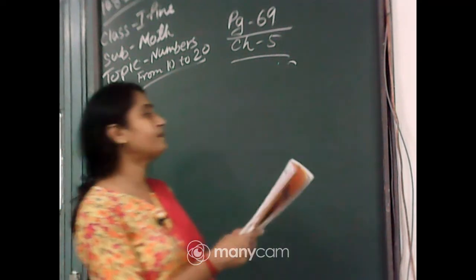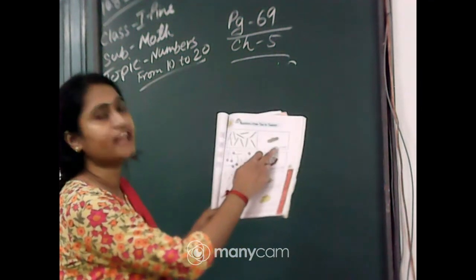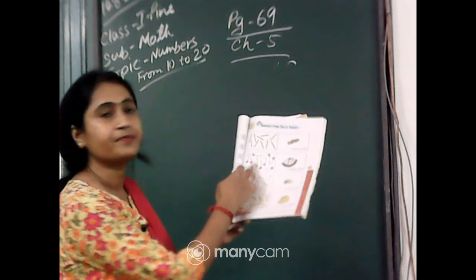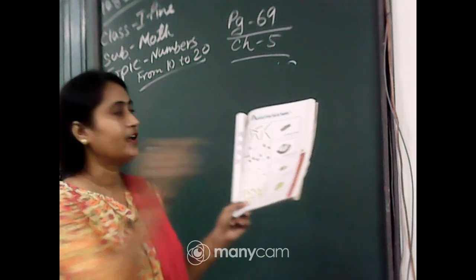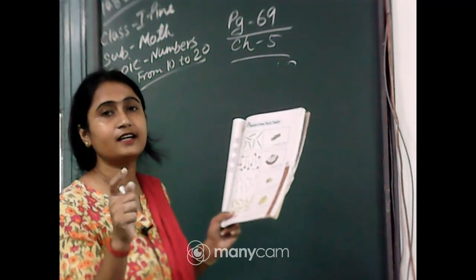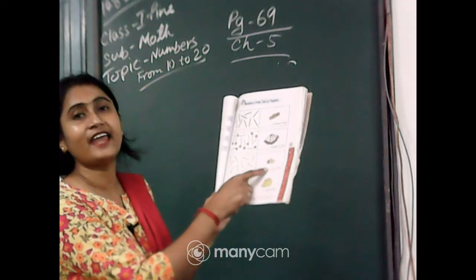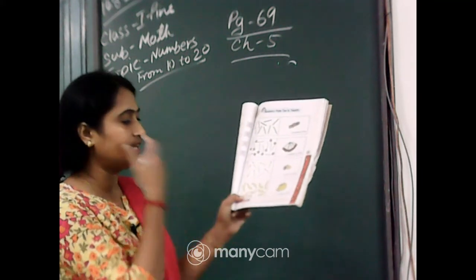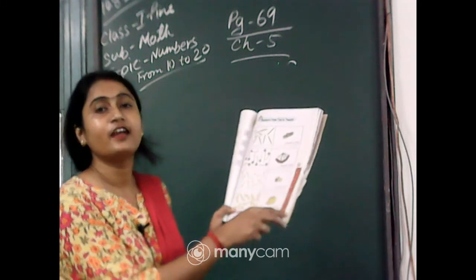Now follow your book, page number 69. This is a bundle of 10. Cherry is one bundle. How many cherries? 10. In a bundle, how many sticks? 10 sticks in a bundle. Here, how many matchsticks in a bundle? 10 matchsticks in a bundle. How many bananas? Here, a bundle of 10 bananas.